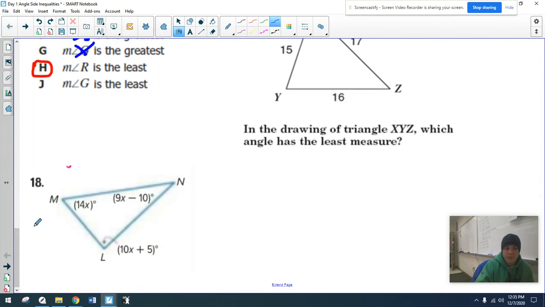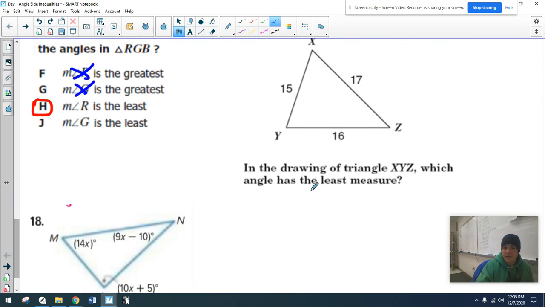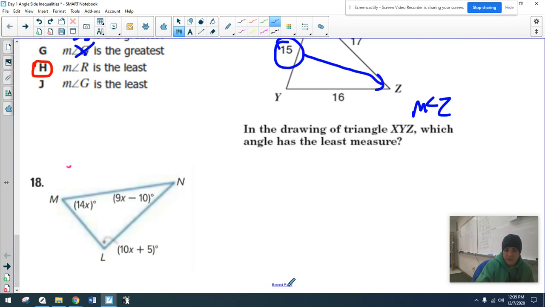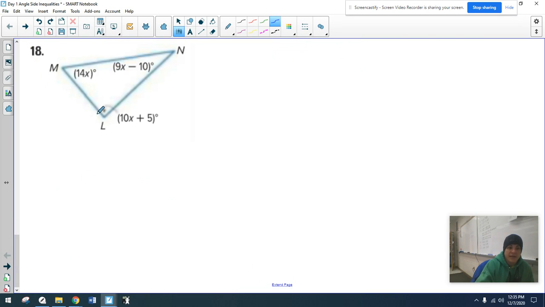All right, two more. So this one, which angle has the least measure? Find the smallest side. Least measure is angle Z. Okay, you can put the measure if you want. Doesn't matter. You can name the angle. So this last one is the one that's tricky. They want, and I didn't put the directions, but they want sides, least to greatest. I forgot the direction, sorry.